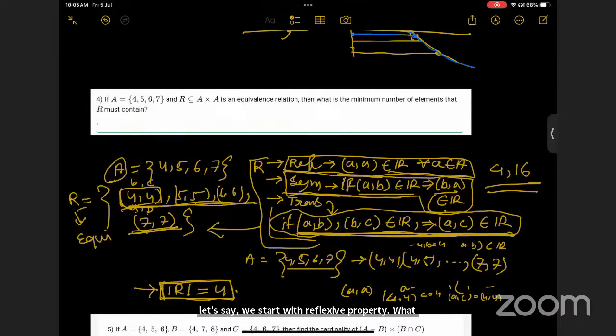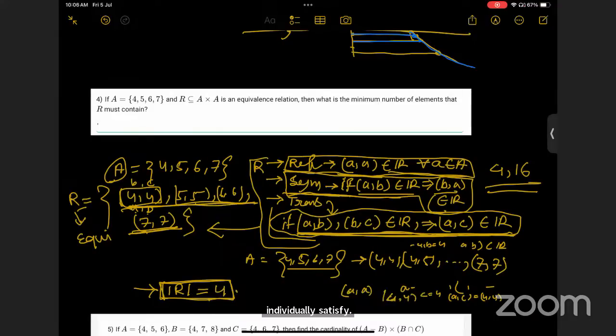That is, when you say A cross A, the reflexive set will contain all the values: (4,4), (5,5), (6,6), and (7,7). So this set has the reflexive property satisfied for the set A cross A. This property must be satisfied for a relation to be an equivalence. Similarly for the symmetric and transitive properties. Unless they individually satisfy, you cannot have an equivalence relation.